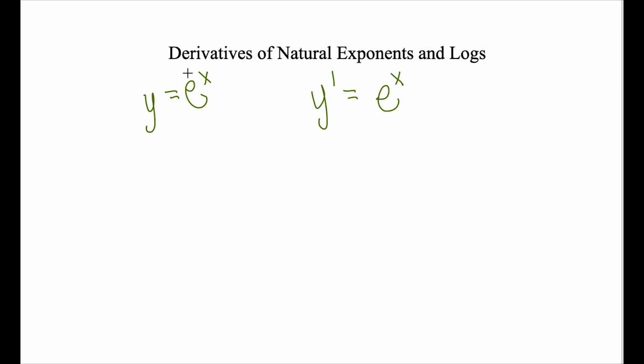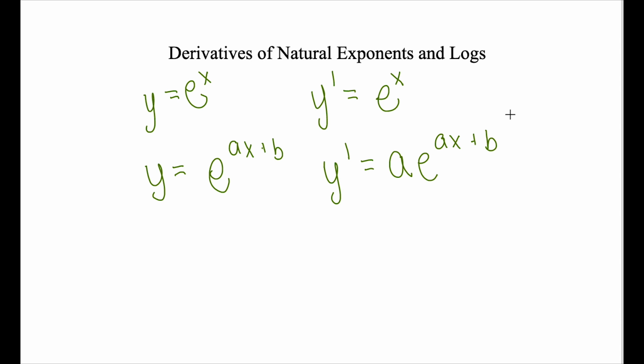Now if we add an expression in the exponent, e to the power of ax plus b, then our derivative is going to be a, the derivative of the exponent, times e to the power of ax plus b. So we just bring the derivative in front and leave everything else alone.